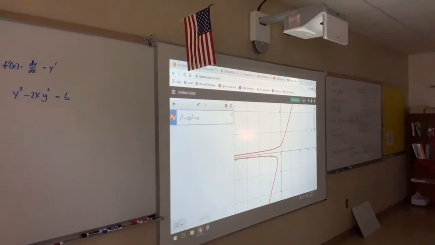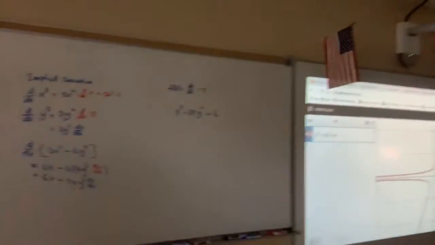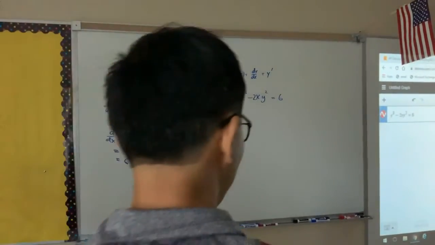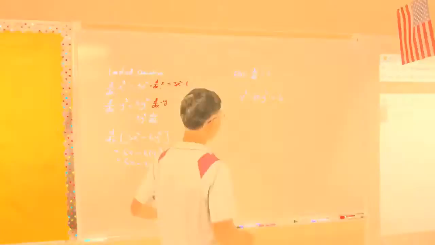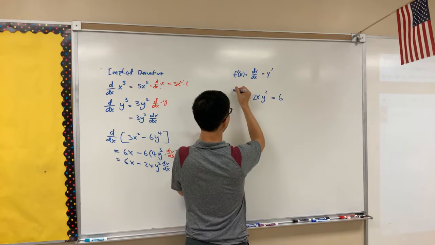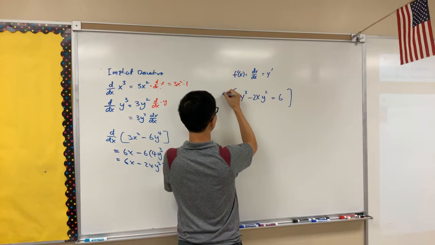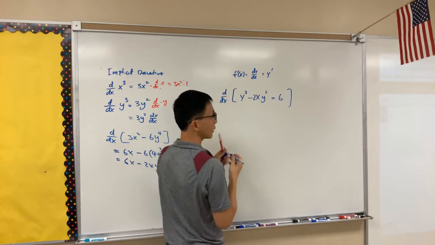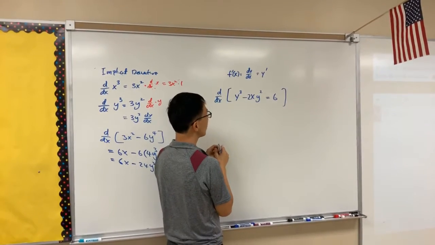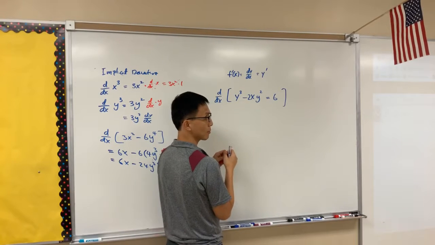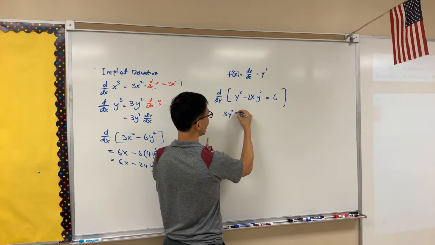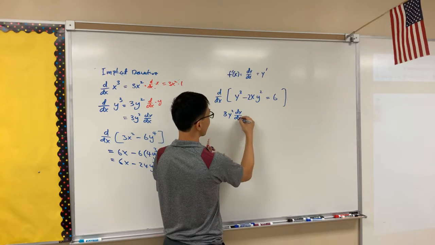Okay. So now we're going to take a derivative of this. So what I'm going to do is take d/dx of this whole thing. What's the derivative of y cubed with respect to x? 3y squared dy/dx. Does that make sense?